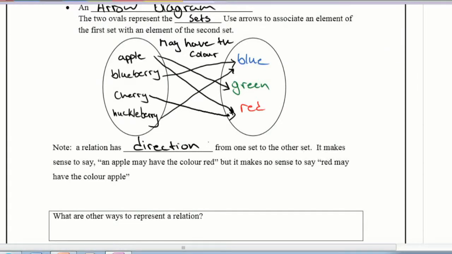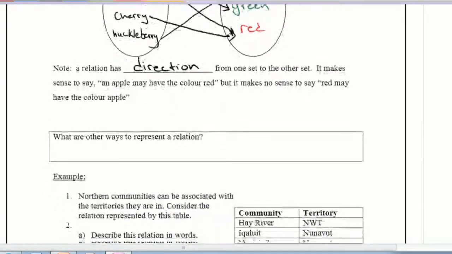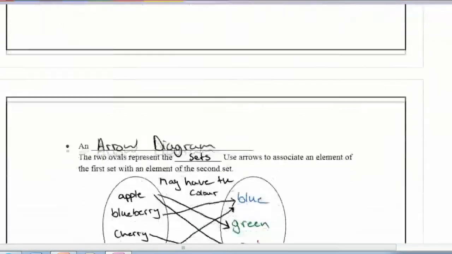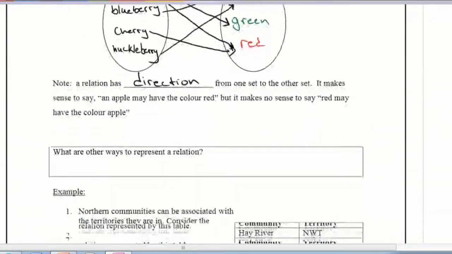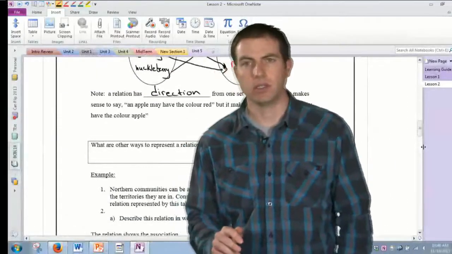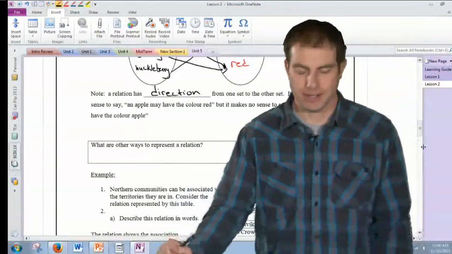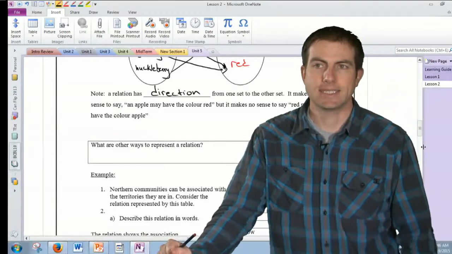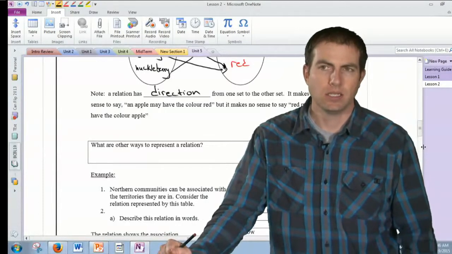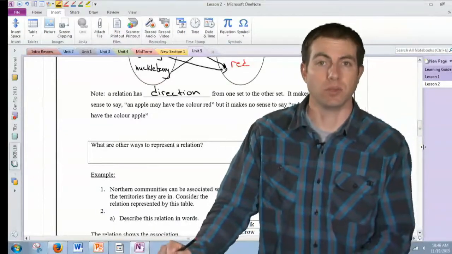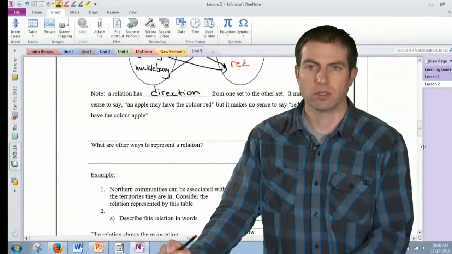So there are other ways to represent relations. Can anyone think of another way to represent a relation? So far we did a table, we did ordered pairs, we have an arrow diagram. What are some other ways that we could represent a relation? Any ideas? Anything come to mind? What did you guys do a lot with ordered pairs last year? You said you'd seen those before. What did you generally speaking do with those?